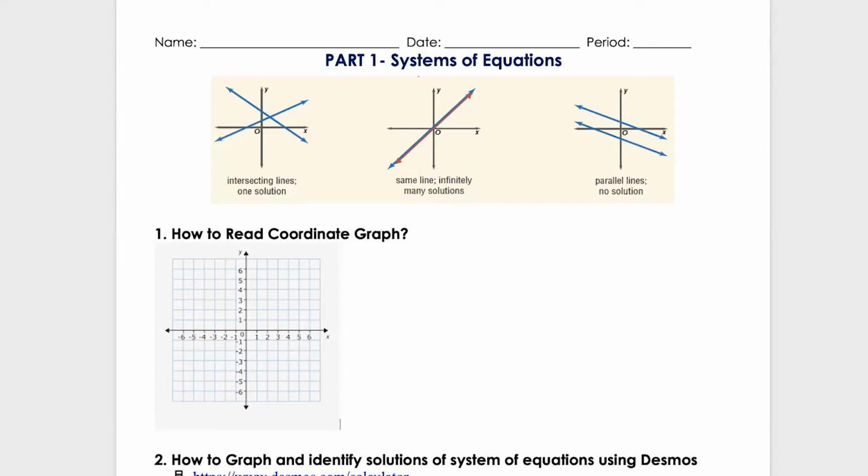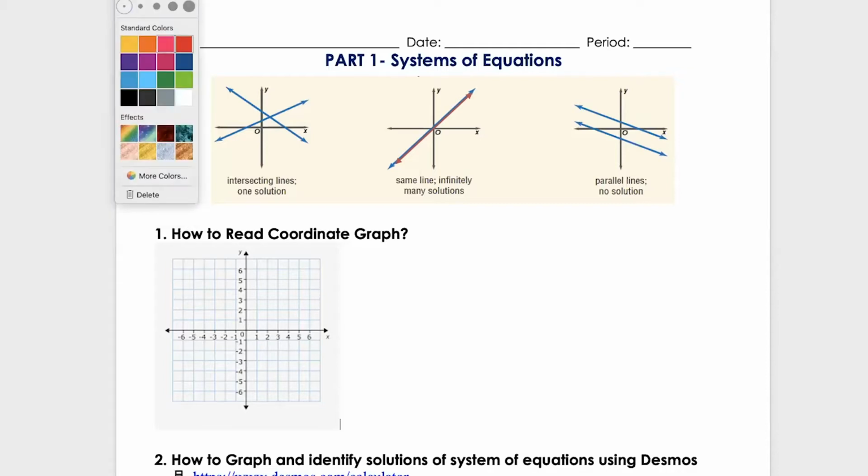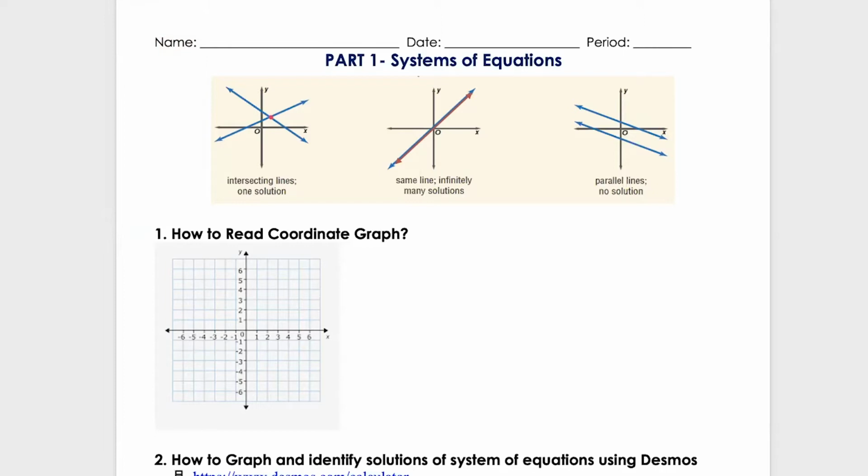So look at the first picture real quick, Mr. Blanco. How many times do those two lines meet together for the very first picture? It looks like only once. Perfect. So what do you say? How many solutions do they have? I would say there is only one solution.